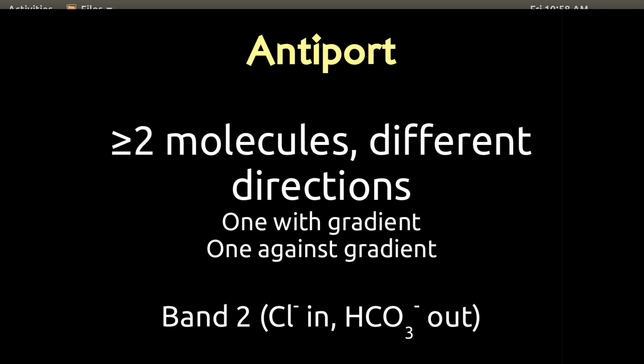And then, all three of these. So we've talked about simple diffusion, where molecules can just go straight through the membrane. We've talked about channel-mediated diffusion, where it's just going straight through a channel, but it's not binding to anything. We've talked about carrier-mediated diffusion, where the thing you need to transport is actually being bound to a protein and has to be carried across while being bound to that protein.